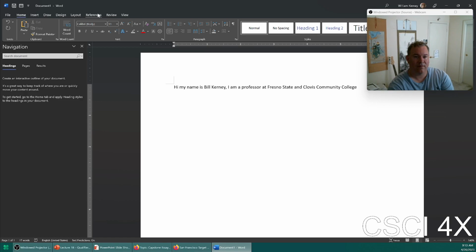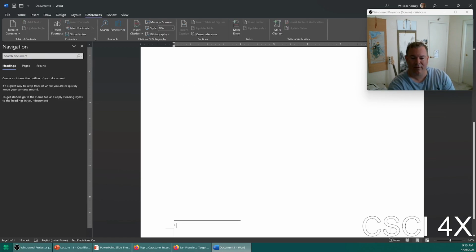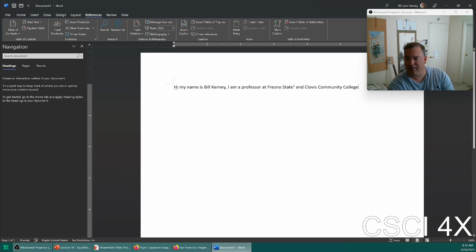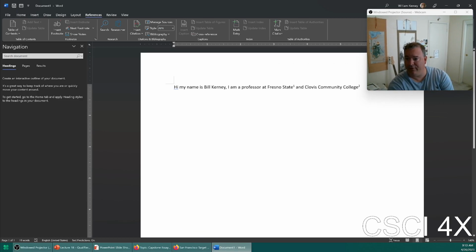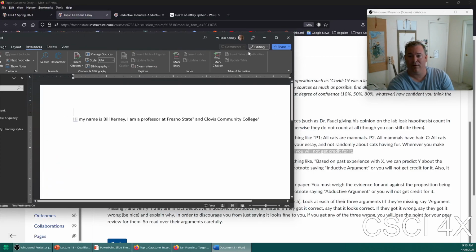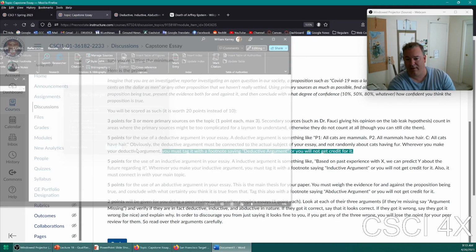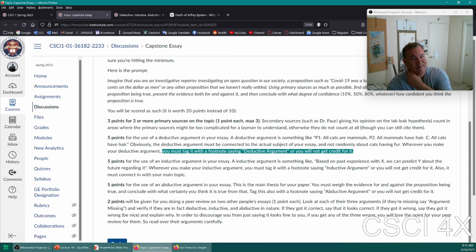you need to go to references, add footnote. Right, so what you're going to do is a footnote and say, this is my deductive argument. Google Docs is similar. You go to insert and add footnote.